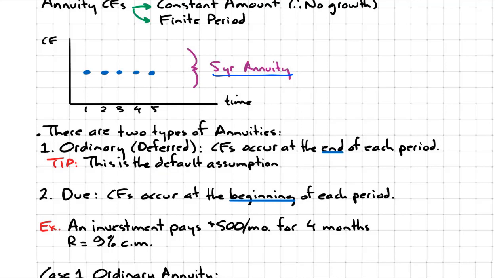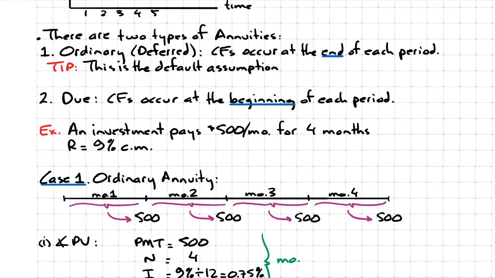The second type of annuity is an annuity due, and in this instance, the cash flows occur at the beginning of each period. So let's have a look at an example to distinguish the difference between an ordinary annuity and an annuity due. Suppose that an investment pays $500 per month over 4 months. At the same time, the required rate of return is 9% compounded monthly.